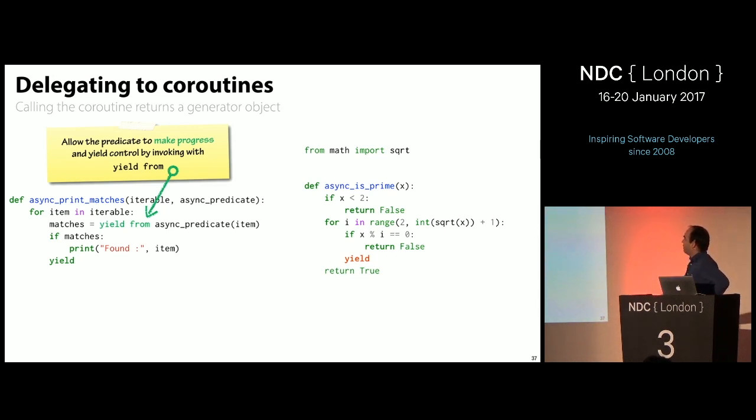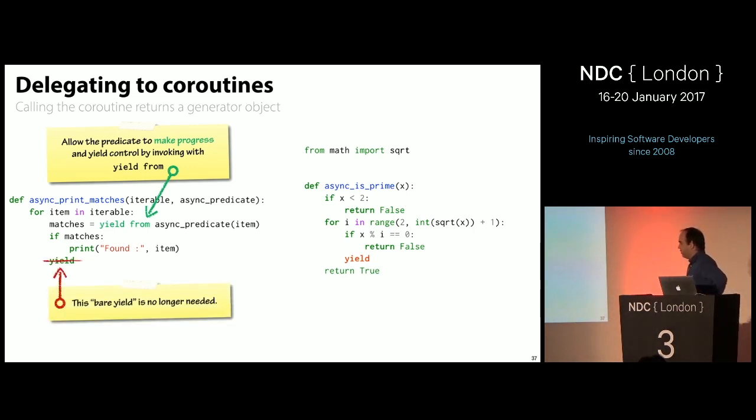So now we're using yield from. Our async predicate in this case is async isPrime. Because we have this yield from and this yield here, we no longer need this yield here.